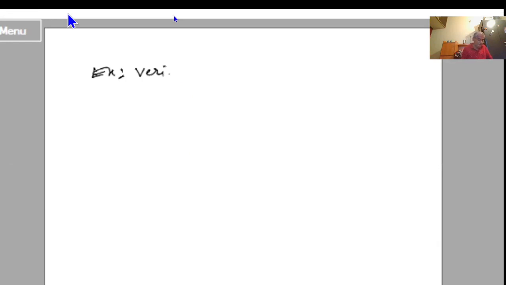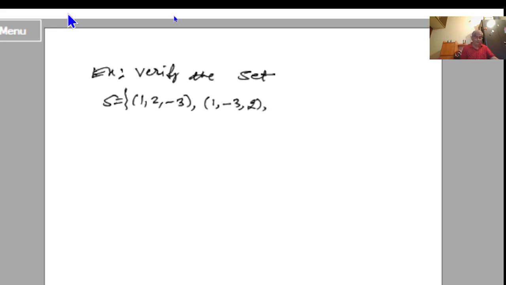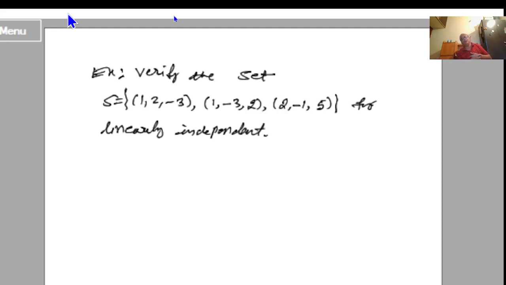Verify the set S equal to {(1, 2, -3), (1, -3, 2), (2, -1, 5)} for linearly independent. Verify this set is linearly independent.